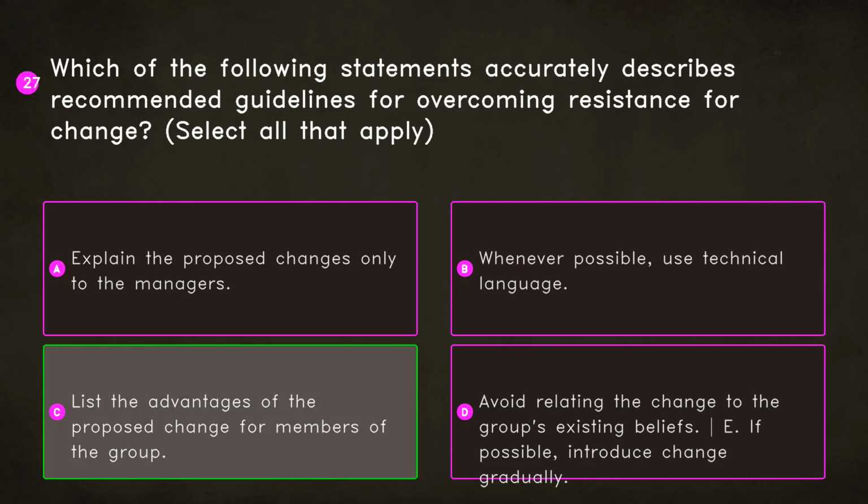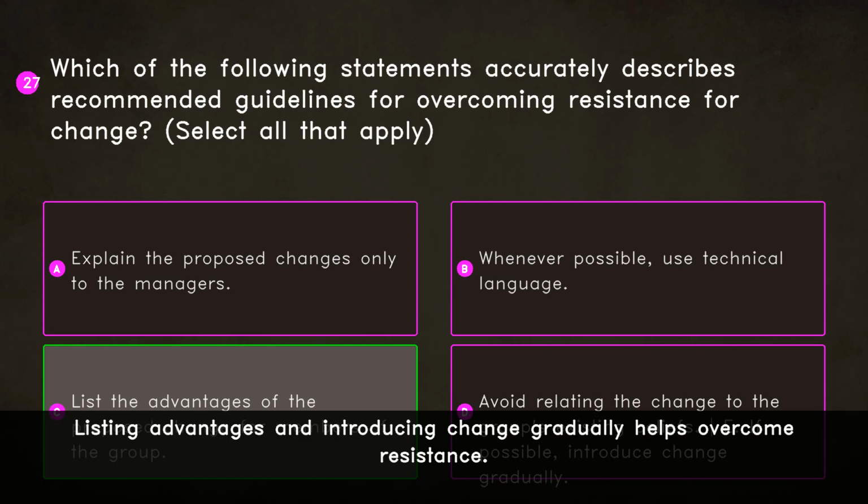The correct answer is list the advantages of the proposed change for members of the group. Listing advantages and introducing change gradually helps overcome resistance.